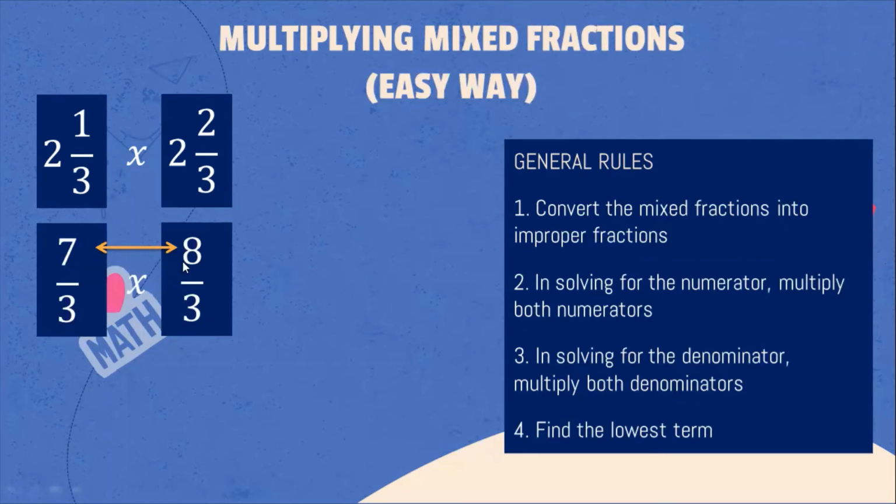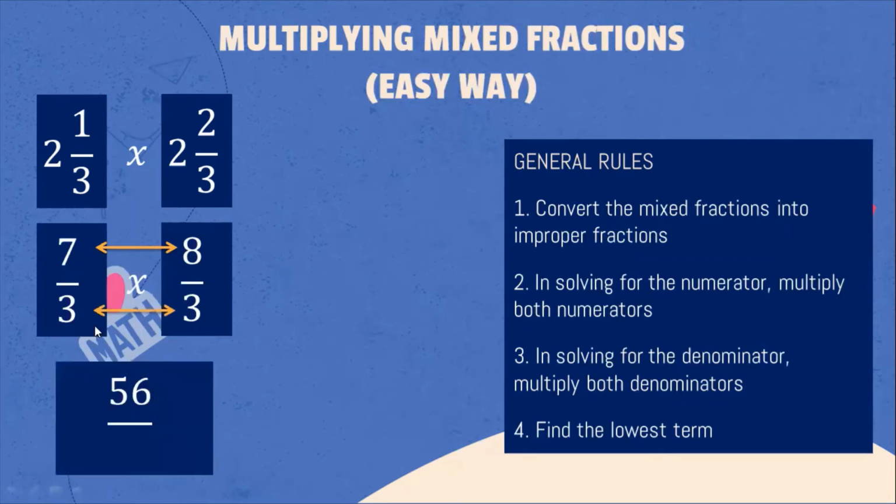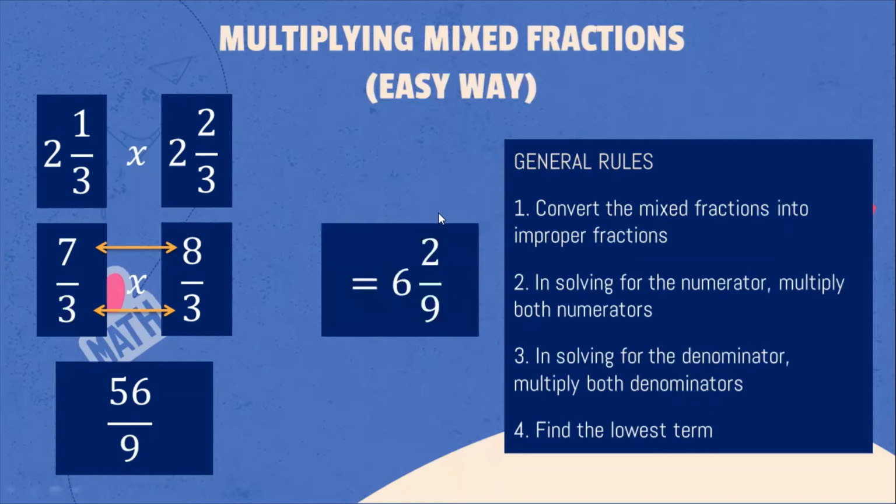Then next, multiply both numerators in order for us to solve for the value of the numerator. 7 times 8, that is 56. Multiply both denominators in solving for the denominator. 3 multiplied by 3, that is 9. Since 56 over 9 is an improper fraction, we are going to convert this one into a mixed fraction. 56 over 9 is equal to 6 and 2 over 9. That is the final answer, 6 and 2 over 9, in looking for the product of 2 and 1/3 multiplied by 2 and 2/3.